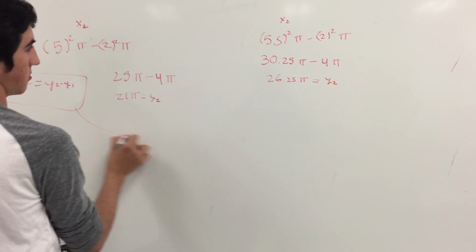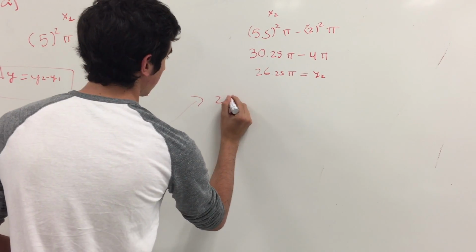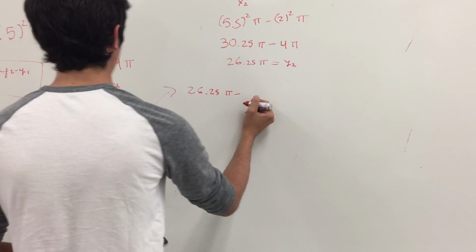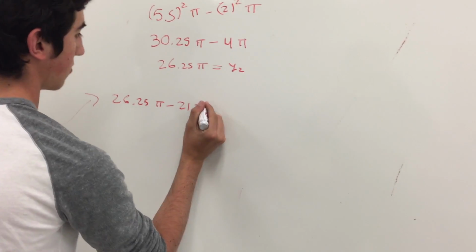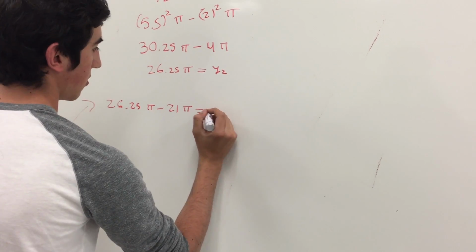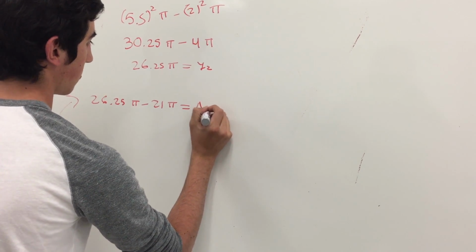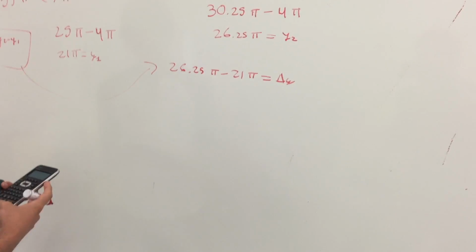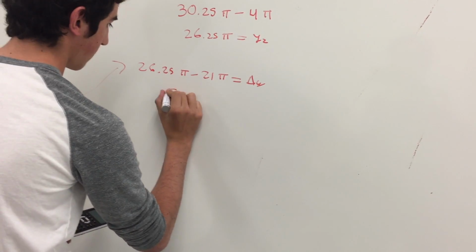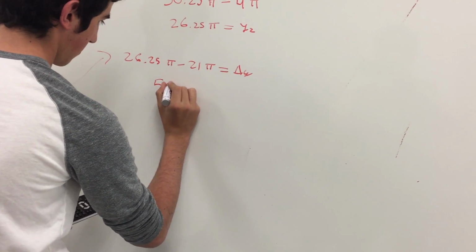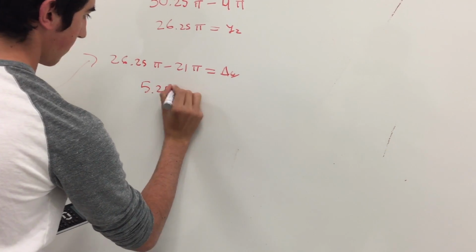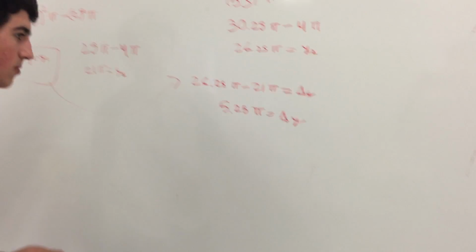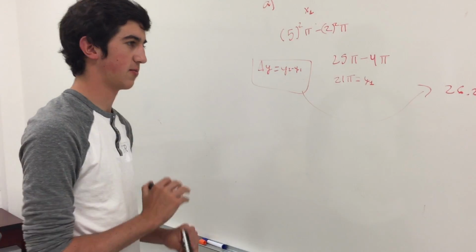So using this equation over here, minus 21 pi equals delta y, which would be 0.25 pi delta y. And that's it.